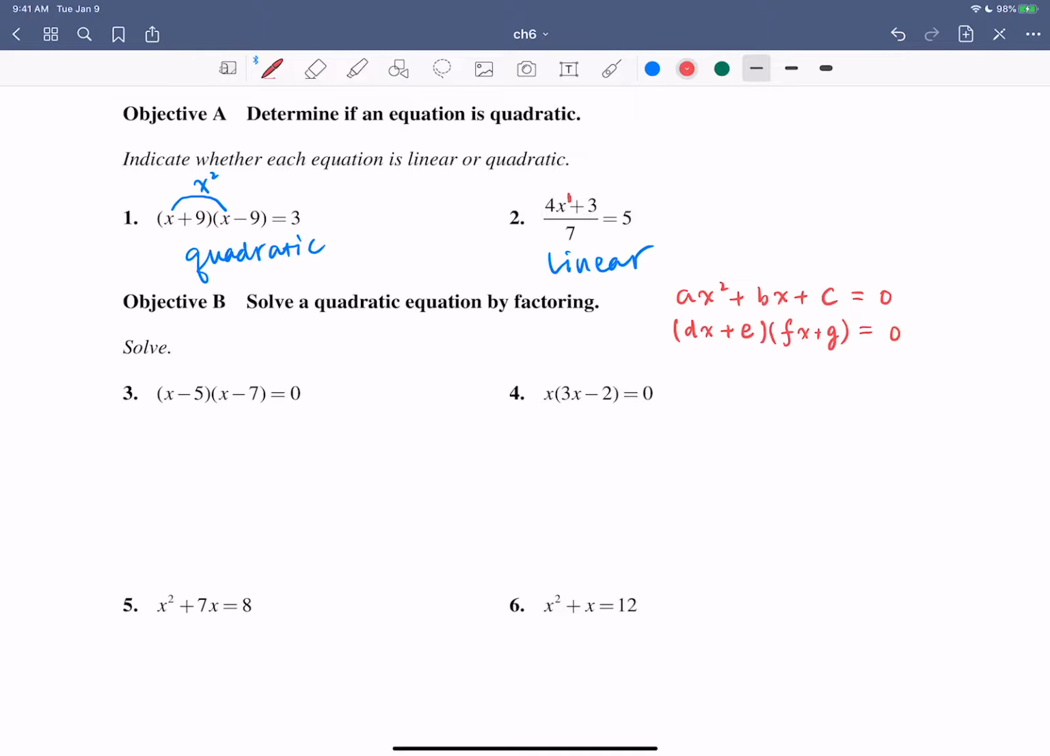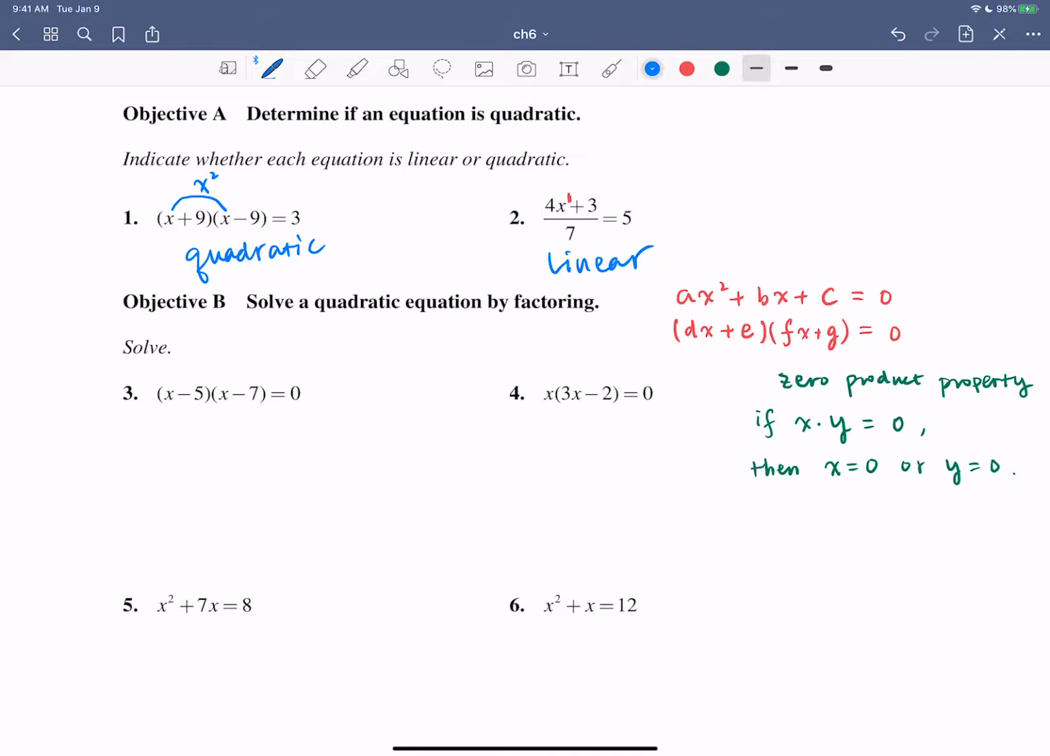Then to solve this, we simply make each of the factors equal 0, because there is something called the zero product property. The zero product property says that if you have something times something, let's say x times y equals 0, then x could be 0 or y could be 0. And that's basically how we solve a quadratic equation by factoring. Let's look at an example.